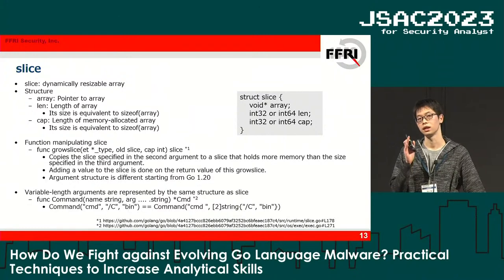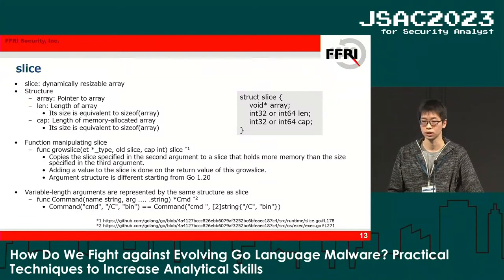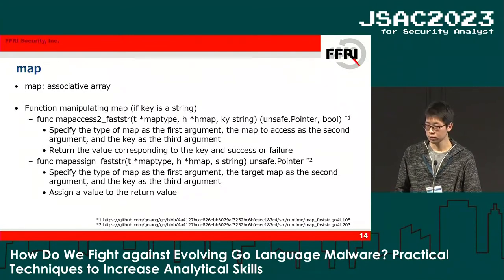Next, about slices. Slices can be dynamically changed. This is almost like an array, holding the pointer to the array as well as its length and capacity. Slices are used not just for slicing but also for variadic arguments. For the variable part, for example, two strings are given as arguments, and they are represented as an array with a length. Next, about map.